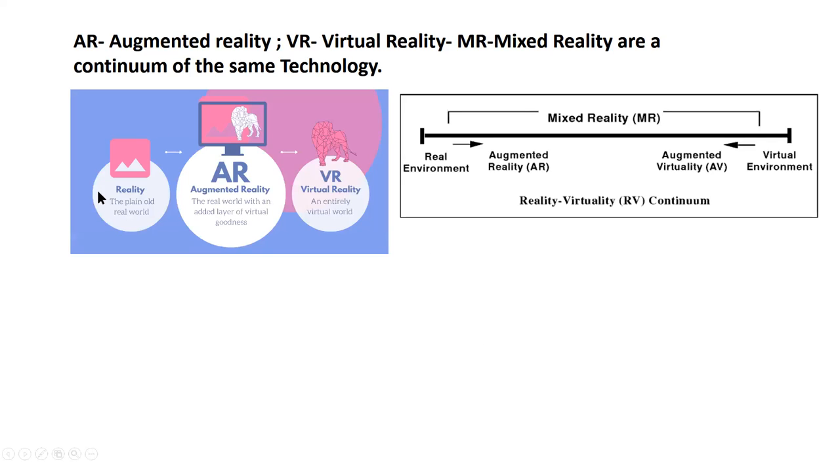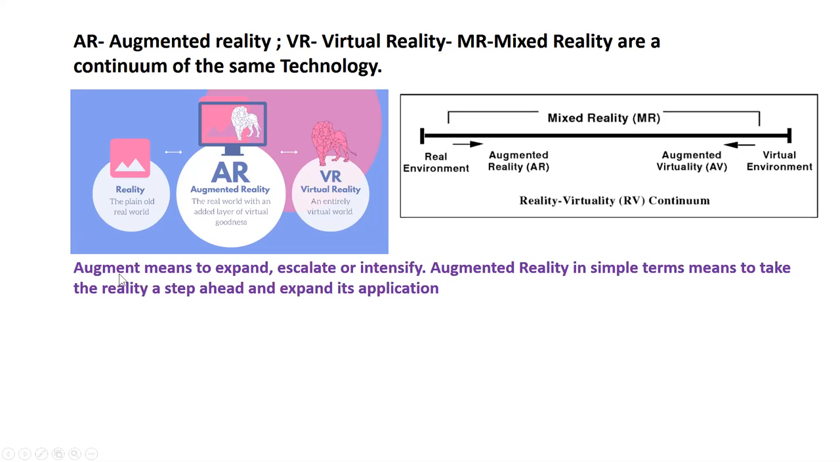Having said that, what is AR? Augmented reality, virtual reality, and mixed reality are a continuum of the same technology. If we call the real world outside reality, AR is augmented reality, the real world with an added layer of virtual goodness. Then VR is an entirely virtual world. It doesn't exist as the world exists in AR. We'll see these confusions and talk about them much more. It comes from both sides, and this entire continuum is going to be traversed by us in the next 1.5 hours.